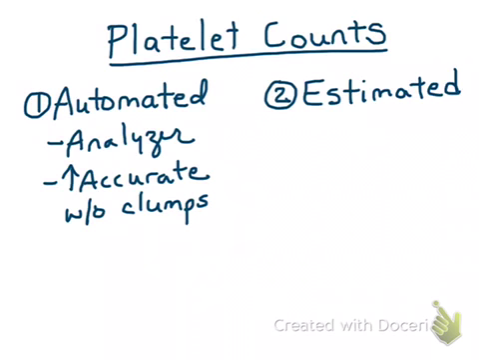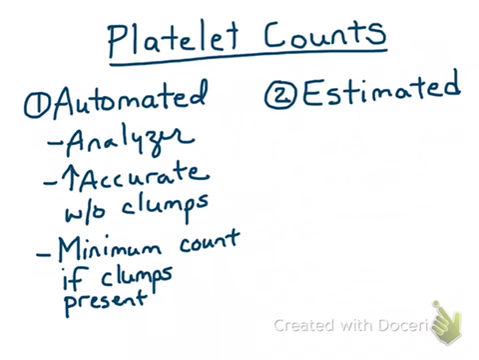However, if there are platelet clumps, then the analyzer does not count all of the platelets within the clumps. It only recognizes the individual platelets. So if there are platelet clumps, then the automated count is considered the minimum platelet concentration.